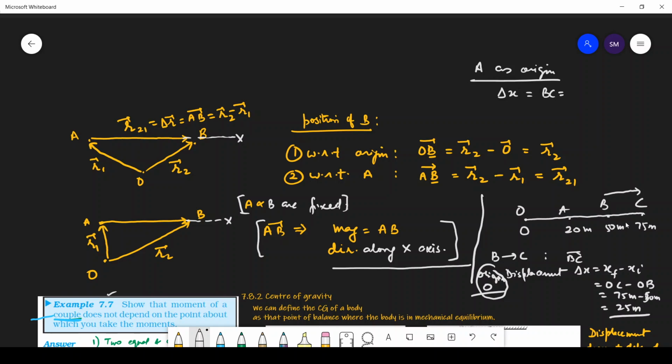So that's final position minus initial position. Now what is the final position? Again it is C, but now I am taking A as origin, so AC minus AB. So what's AC? AC is 55 meters. What is AB? That's 30 meters. What is the displacement? 25 meters. So does the displacement depend on the origin? No, sir.